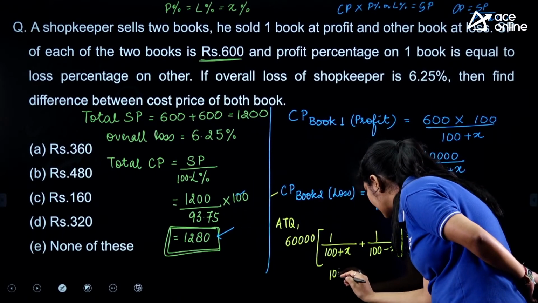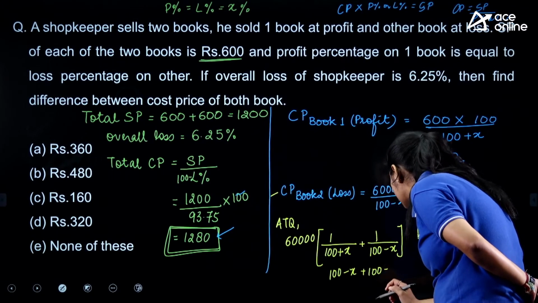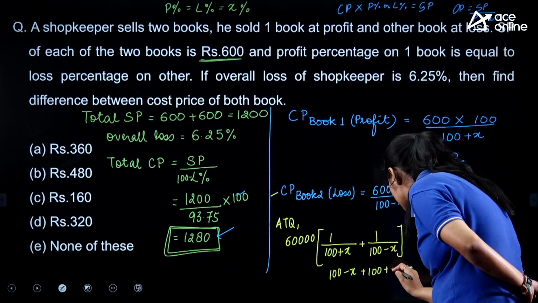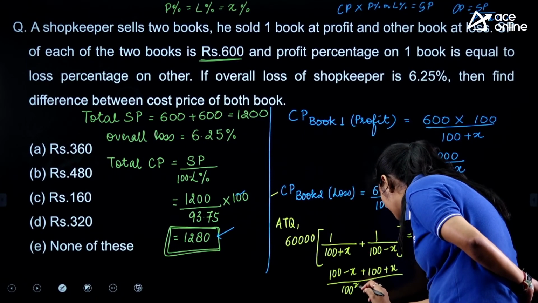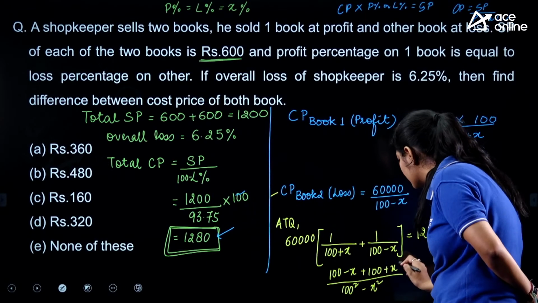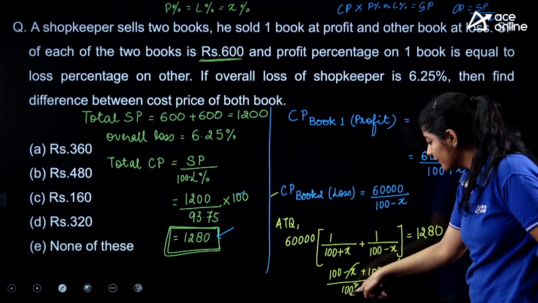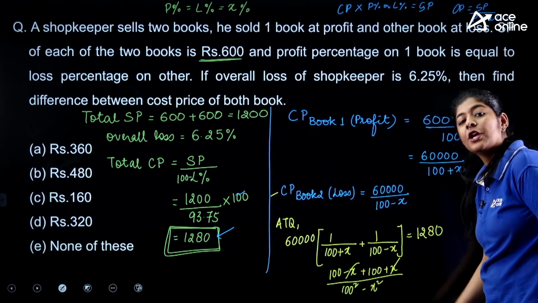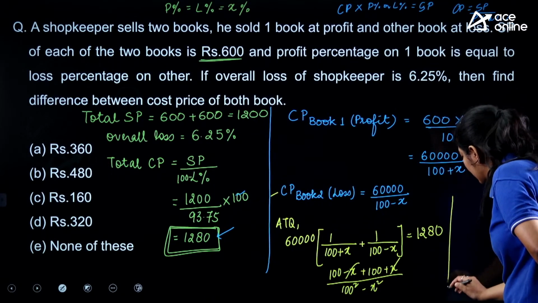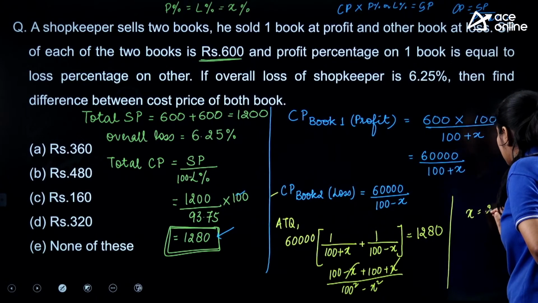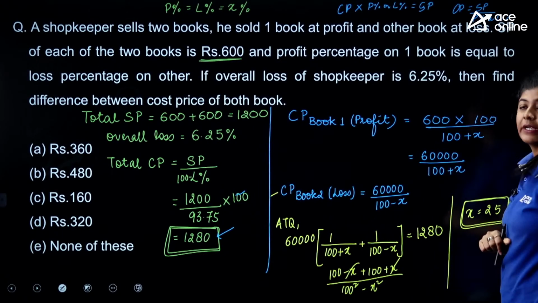So here we are getting 100 minus x plus 100 plus x, right, divided by 100 square minus x square, right. So this x and this x are eliminated. Here we are having 200 and here we are having 10,000 minus x square. So here what we got is a quadratic equation, and when we solve this quadratic equation, we are getting the value of x as nothing but 25. The value of x that we got over here is 25.